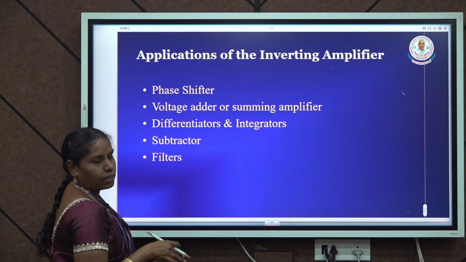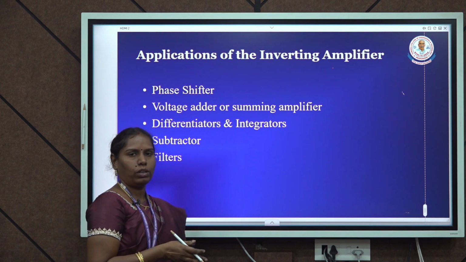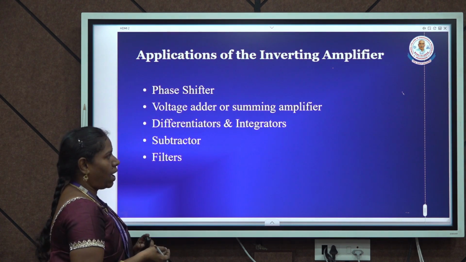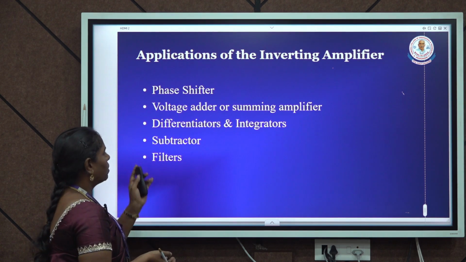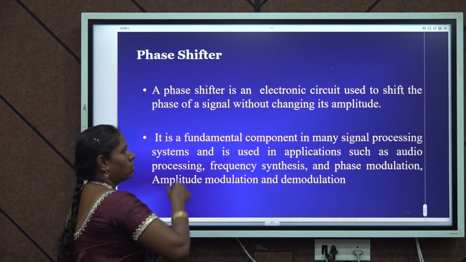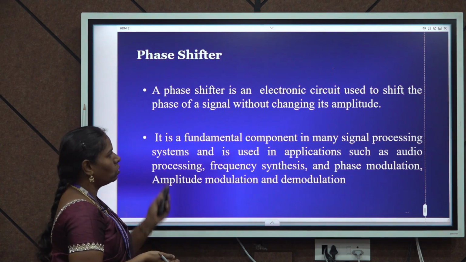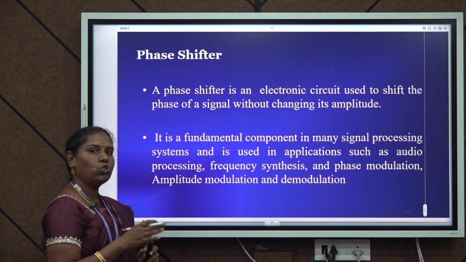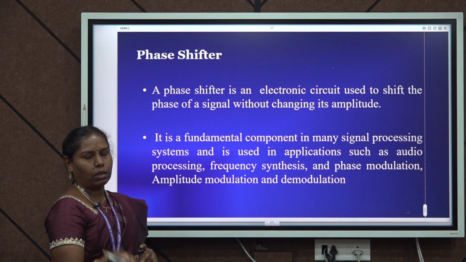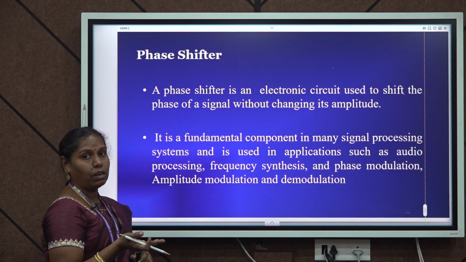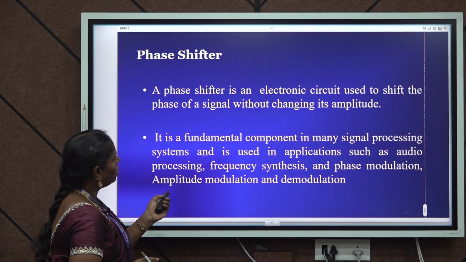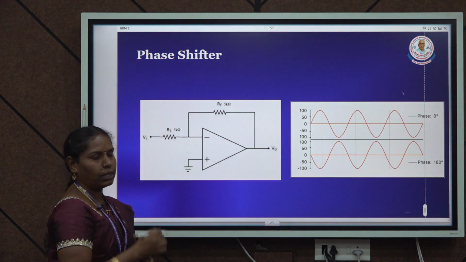And now the applications of the inverting amplifier. The inverting amplifier is not only meant for amplification; it is also used as a phase shifter, voltage adder, differentiator, integrator, subtractor or filter. A phase shifter is an electronic circuit used to shift the phase of the signal without changing the magnitude of the input signal. Whatever input signal is given is produced in the output signal, but with a phase shift of 180 degrees. So by using the inverting amplifier, we can design the phase shifter.